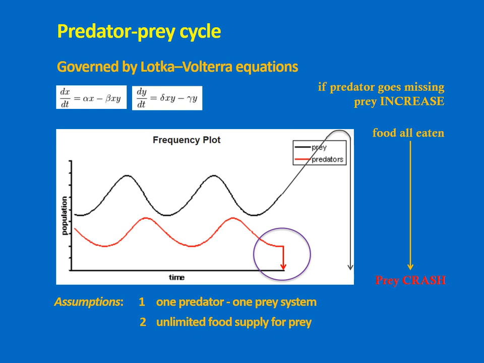There is a predator-prey cycle, you'll be aware of. It's a simple model of an ecosystem in which predators and prey undergo cycles, as per the graph there. It does assume a one predator, one prey system, which is not often the case. It applies in Arctic zones and extreme environments, but typically in our temperate ecosystems, we have prey switching, which means a predator switches from one prey species to another. And that tends to dampen the cycle, not eliminate it necessarily, but dampen it. And the other assumption is an unlimited food supply for the prey. Well, if the predators suddenly go missing, the prey increases, all the food's eaten and the prey crashes. This has implications for management.